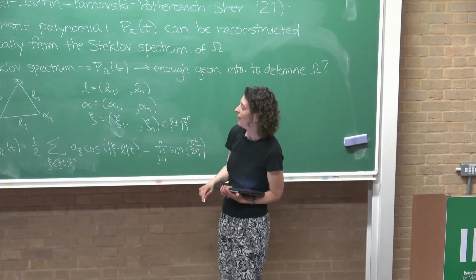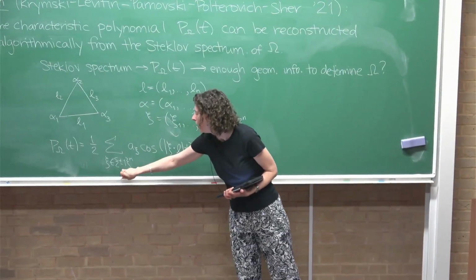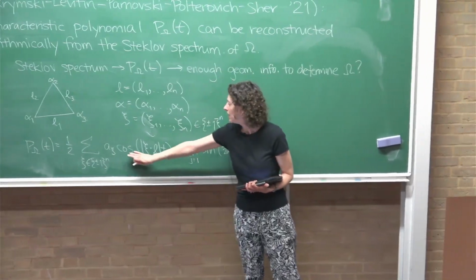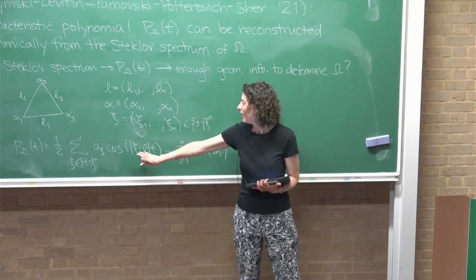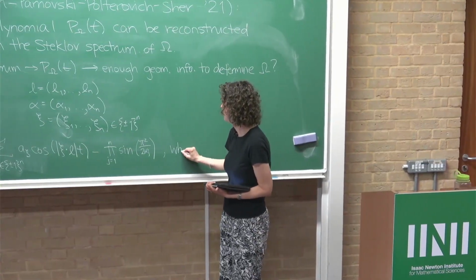Okay, so easy enough, right? One half the sum over all these possible X's of A(Xi), which I have not told you what that is yet, times cosine, absolute value of Xi dot L, T, minus this product of sine. So let me tell you what A_C is.